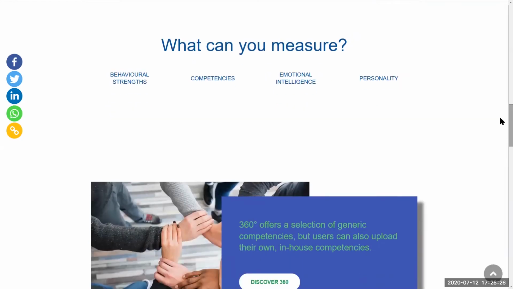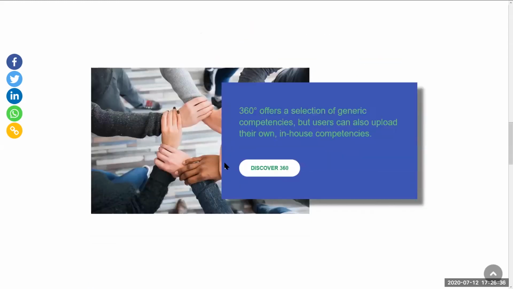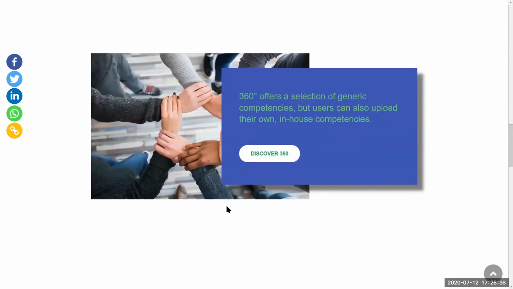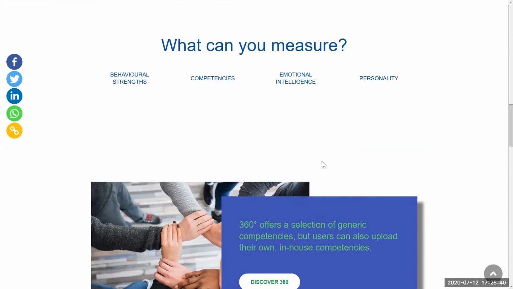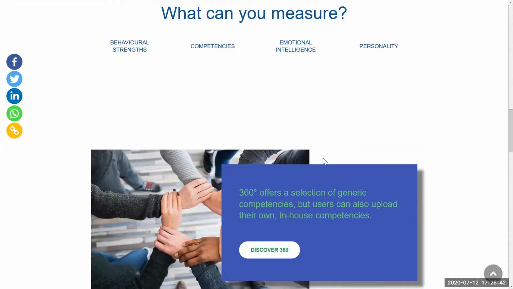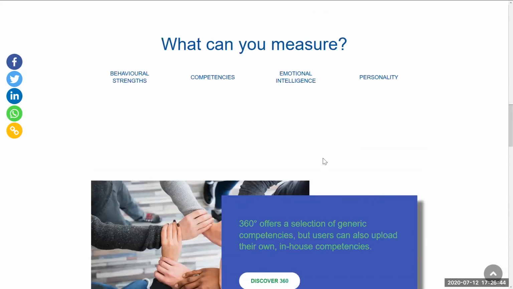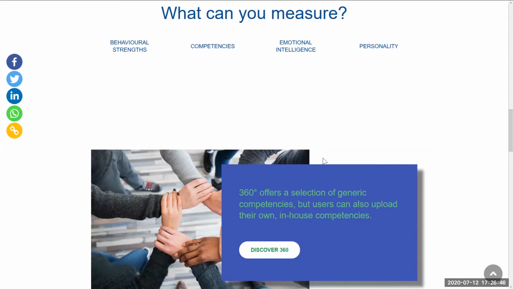So I'm looking at the page, and it says that it can measure behavioral strengths, competencies, emotional intelligence, and personality. So certainly a powerful tool. Yeah, it's a very powerful tool, and extremely valuable, anytime, but particularly after 4 months of challenging work environments. Yep, absolutely.